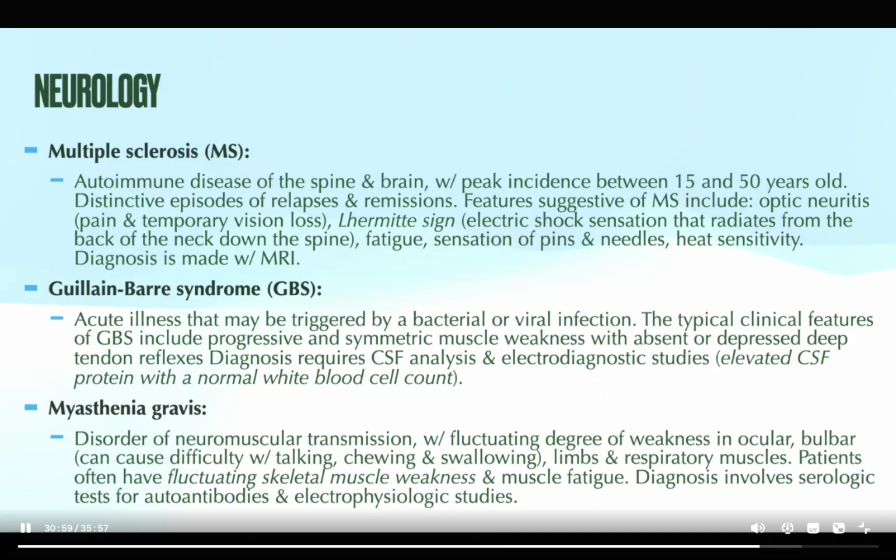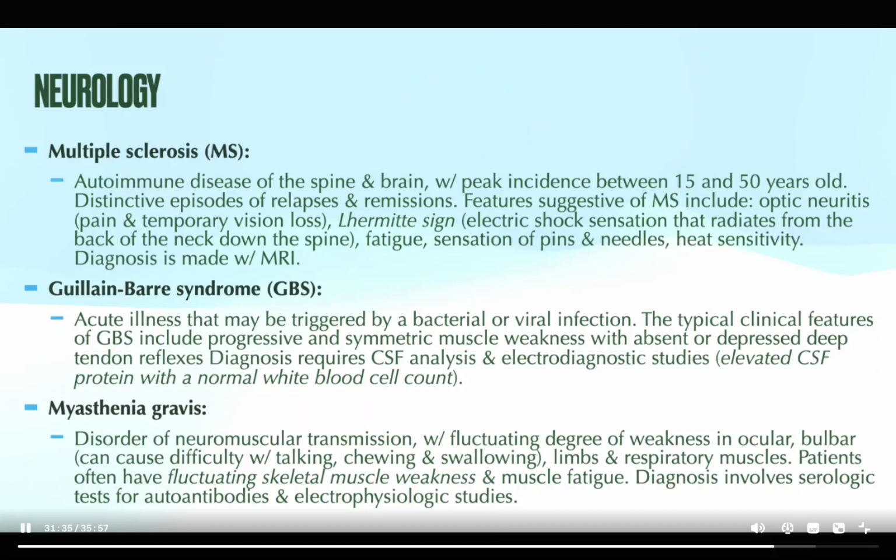Features that suggest MS include onset between 15 and 50 years, relapse and remission of symptoms, optic neuritis, fatigue, heat sensitivity, and then there's something also called the Lhermitte sign. The Lhermitte sign is a transient sensory symptom. It's described as an electric shock that radiates down the spine into the limbs, most often after flexion of the neck. It can be infrequent, or it can occur with even the smallest movement of the head or neck.